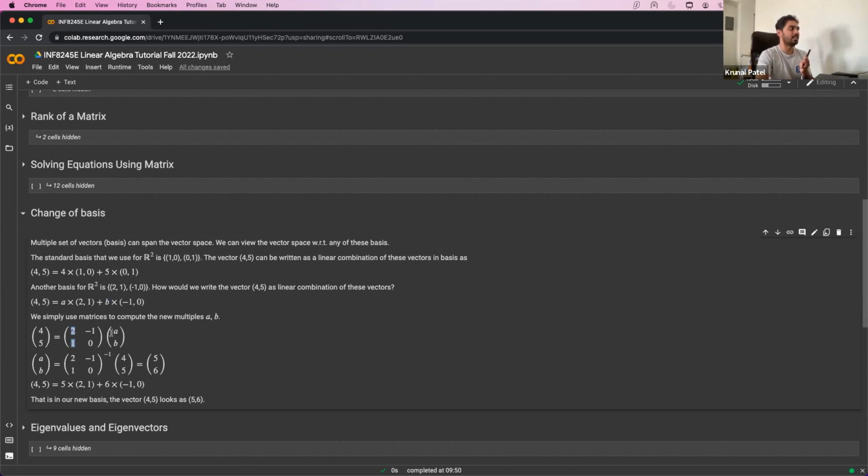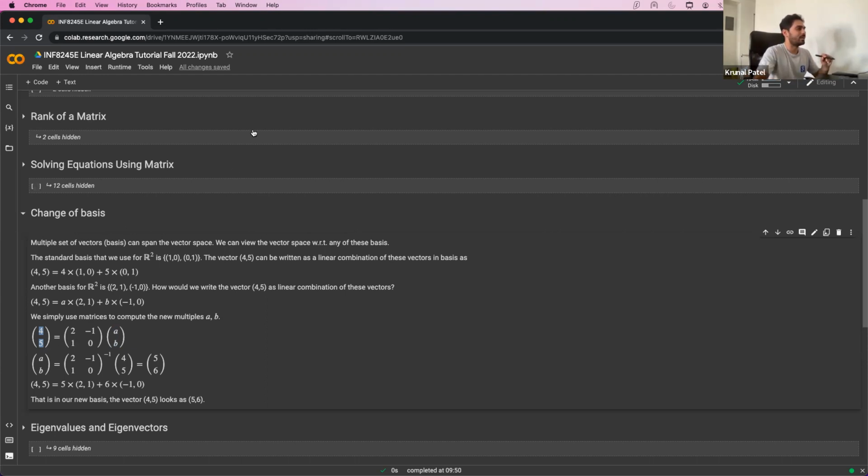And I want to see which vector will land. So basically I want to find out the representation of this 4, 5 vector in my new coordinate system, right? So it's basically saying find which vector will land on my 4, 5. Oh, okay, this is kind of confusing.